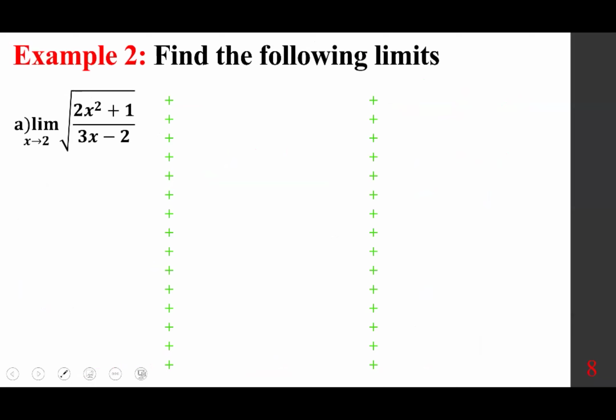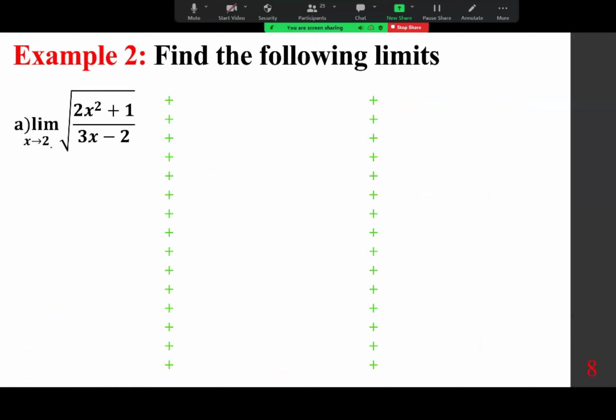So if we plug in 2, we get 2 times 2 squared plus 1, over 3 times 2 minus 2. Please understand 2 squared is 4, times 2 is 8, and 1 is 9. 3 times 2 is 6, minus 2 is 4. Square root of 9 over 4 is 3/2. In other words, plug in, it works out, you're done.